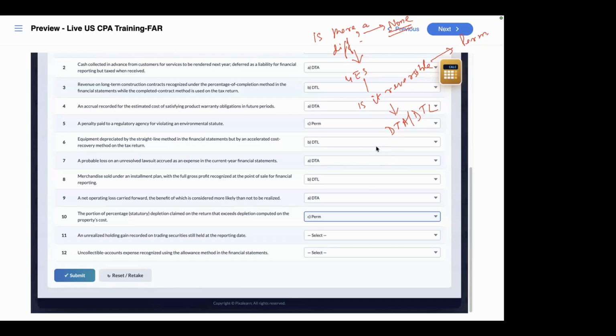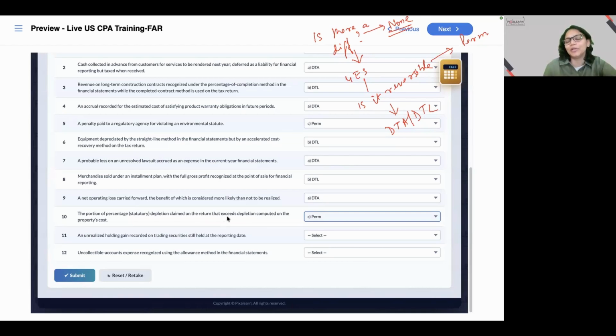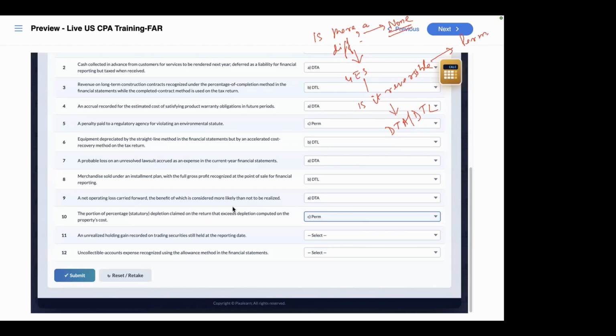Depletion is one of the options for permanent differences which we left out while we were doing regulation. Here we're not getting into too much detail, but just understand that there's a difference. In fact, even in regulation, we just touched upon it. In EA we elaborated a bit, but not in CPA. So just remember that this is a permanent difference.